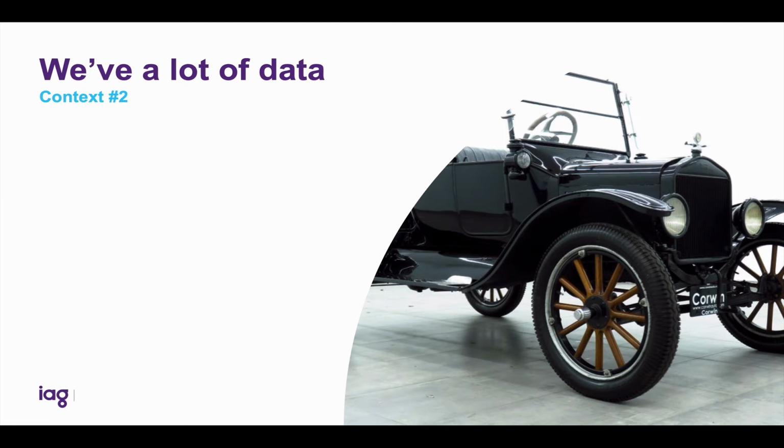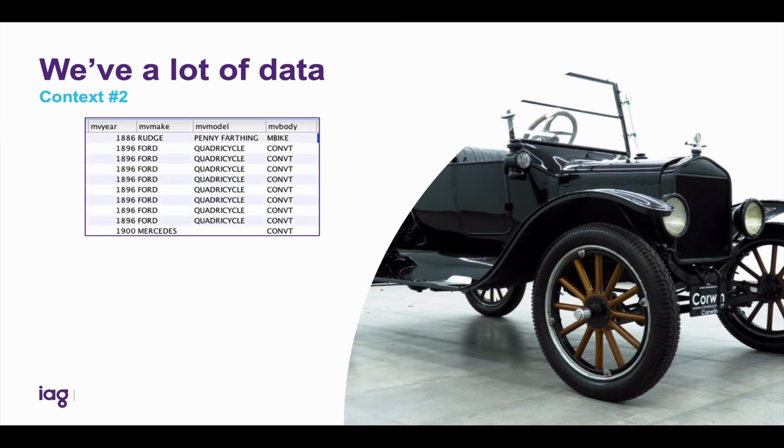And so then we've got a lot of data, right? IAG is our biggest brand is NRMA, and that's been around for in excess of 100 years. And so if you look at our data, we've got information that goes right back to the 1880s. This is the oldest vehicles that we currently have in our systems that are continuously insured. So we have a penny farthing motorcycle from 1886. We have quadricycles made by Ford in the 1890s, and Mercedes vehicles first coming in around the turn of the 19th century.